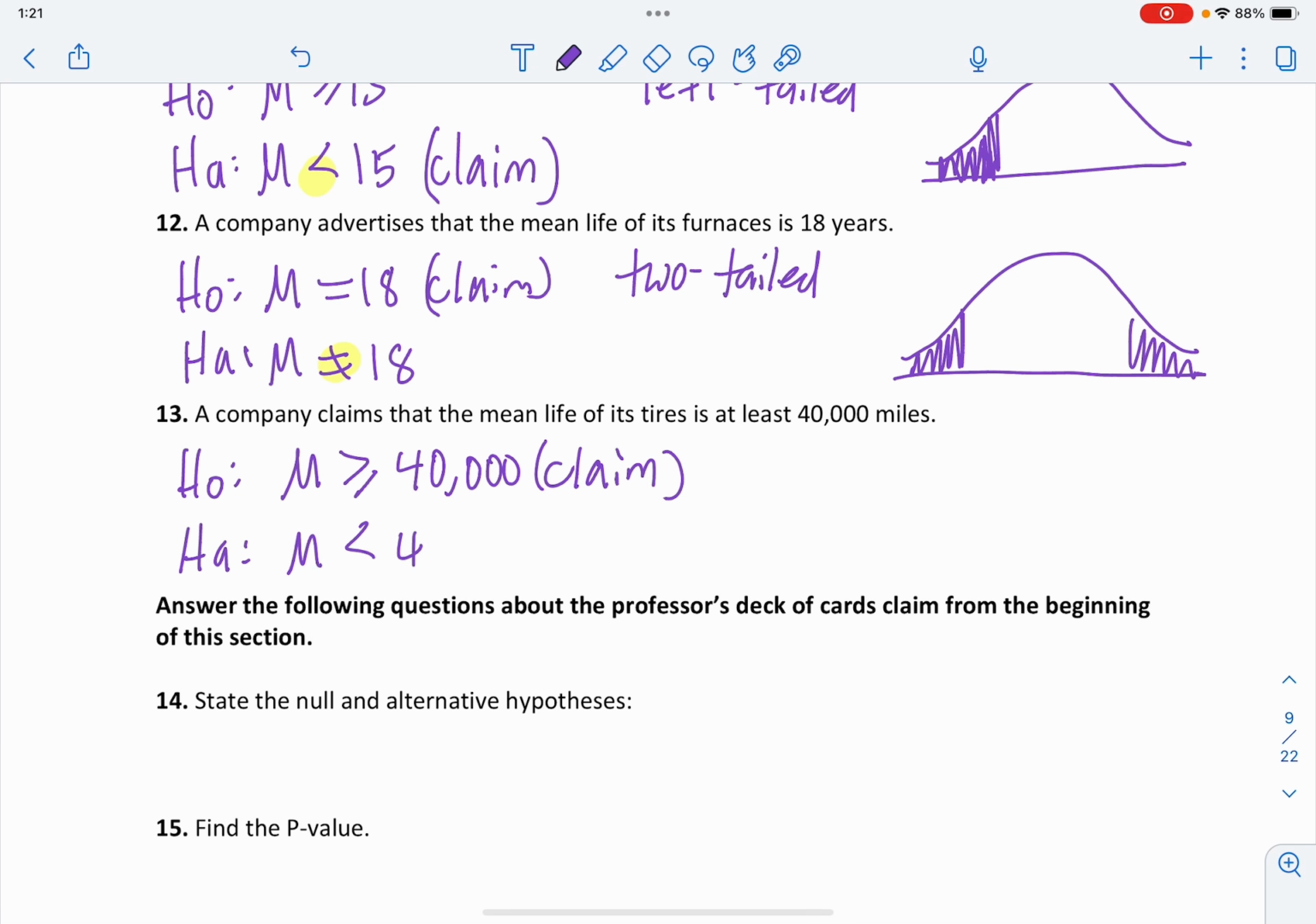HA less than 40,000, right? Again, look at the HA symbol always. It doesn't matter which one is the claim. You're looking at the HA. HA is less than. Here we're back to left-tailed test. Bet you thought we were going to do a right tail, huh? Nope. So, same as number 11.